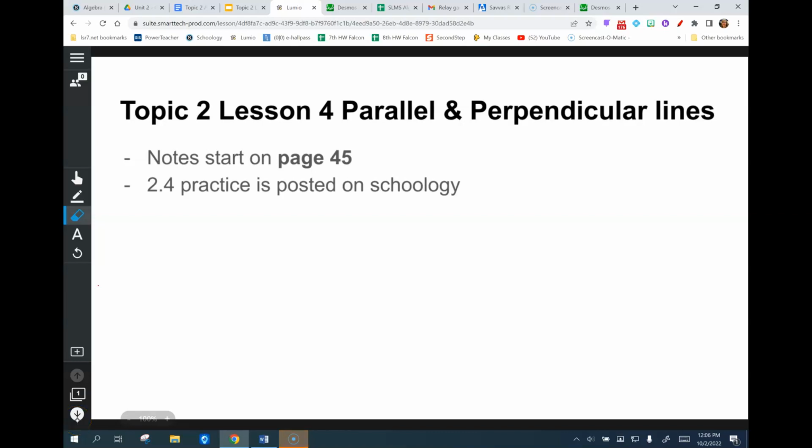So today we will start the last lesson, lesson 4, in topic 2, and it's about parallel and perpendicular lines. It's kind of an interesting lesson today. I think it'll be a little fun. And we get to use another website today too.